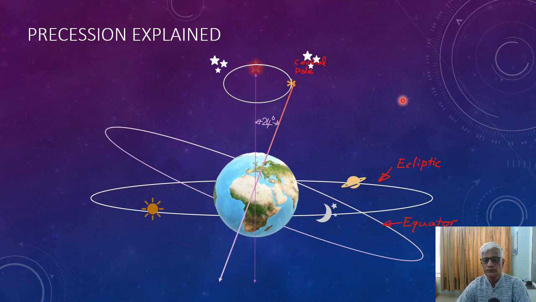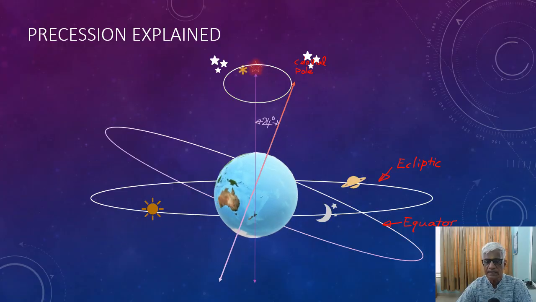Now you see the pole here, as we saw in the previous slide, is slowly rotating as the earth keeps on moving, and in 25,800 years it will come back to its original position.